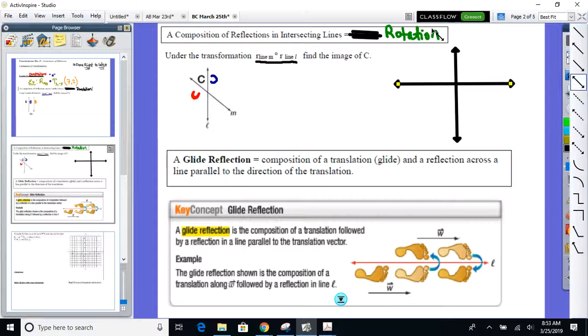All right, any issues with if the lines intersect or if they are parallel? Because we are going on a little field trip now. There is one other type of composition I need you to be aware of, which is called a glide reflection. What does the glide sound like we're going to do? Translate and reflection, obviously we're going to reflect. So this is going to be a reflection and a slide, but you can't just slide anywhere you want.